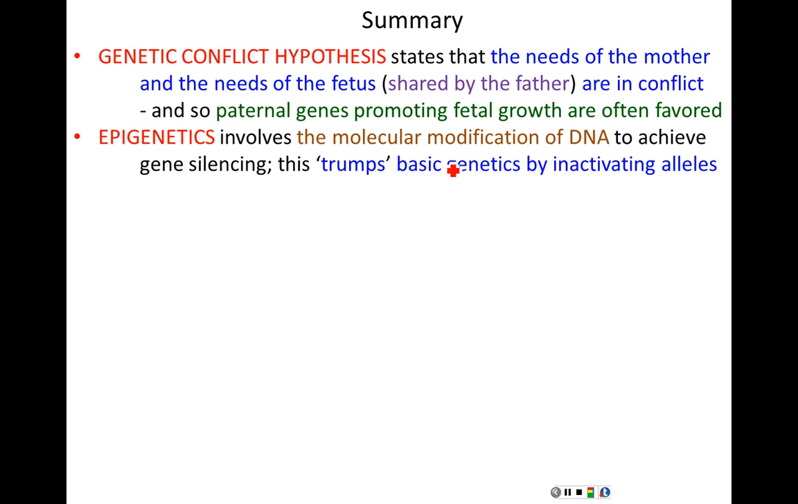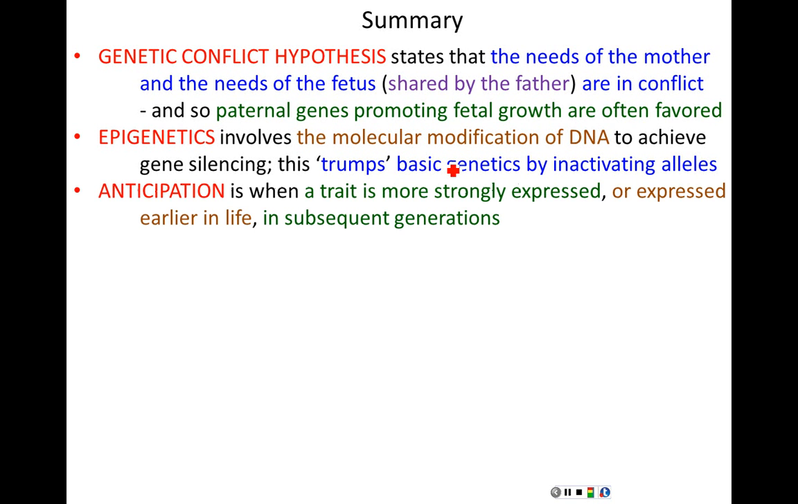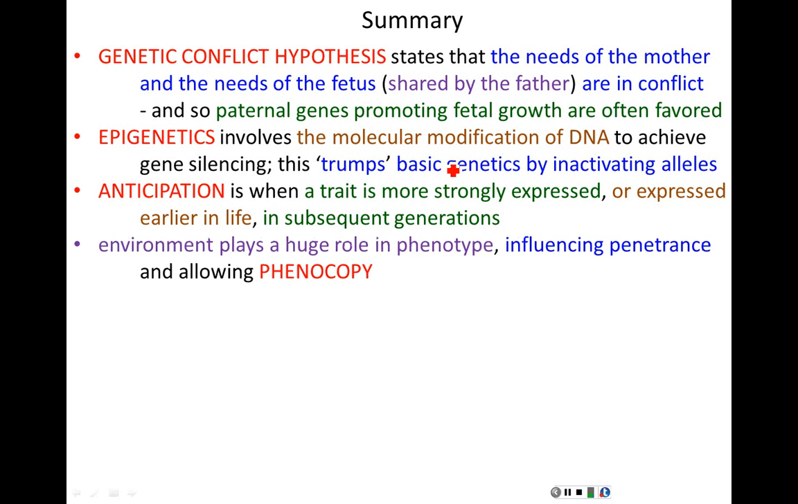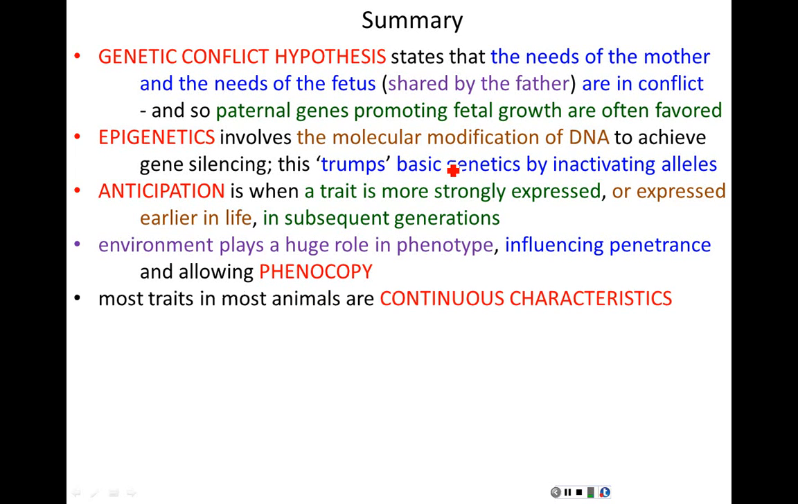We talked a little bit about epigenetics, standing on top of genetics. Here, molecular modifications of DNA change that DNA, silencing some alleles and allowing others to express. It is epigenetics that explains the genetic conflict hypothesis for IGF-2. We defined anticipation when one trait is expressed more strongly or expressed earlier in life than in subsequent generations. We talked a little bit about phenocopy and the other role played by environment in manifesting phenotypes, influencing penetrance, etc. And we introduced the idea of continuous or quantitative characteristics.